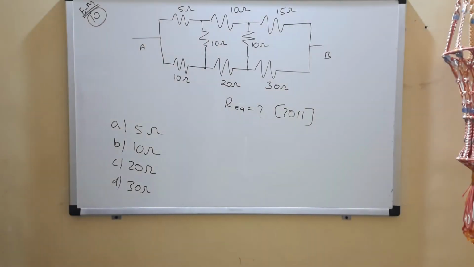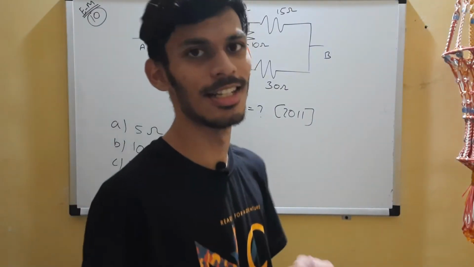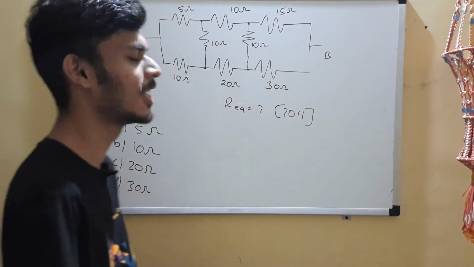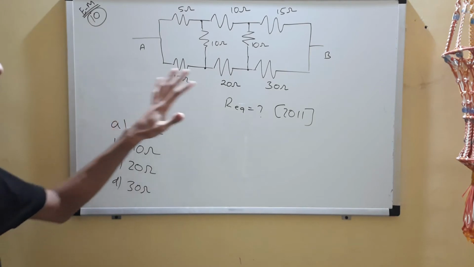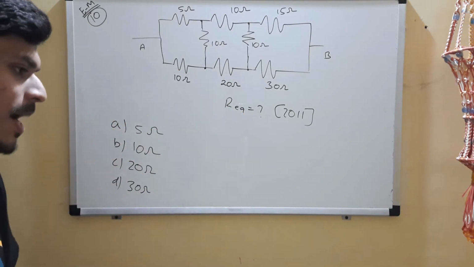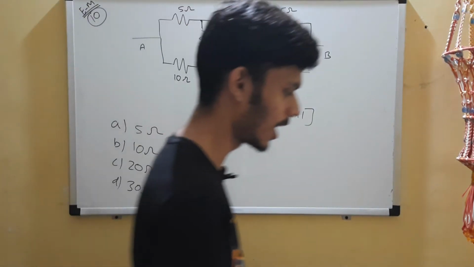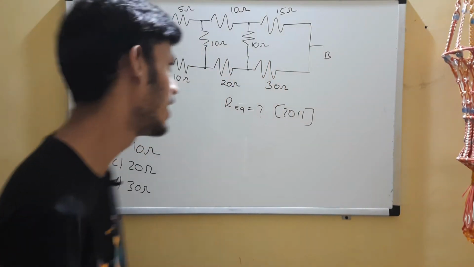So question 10 over here, circuits. So again in this question we have a circuit. We are supposed to find the equivalent resistance between A and B. Okay, this might seem straightforward, but it is a question from the easy moderate category. Okay, so pull up your socks and try this one out.